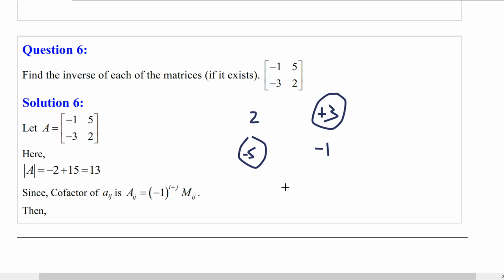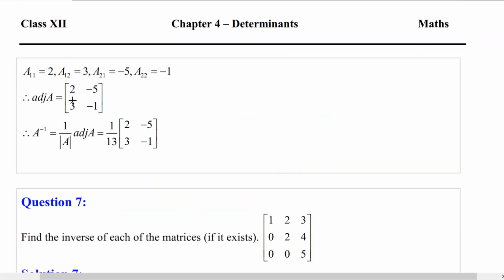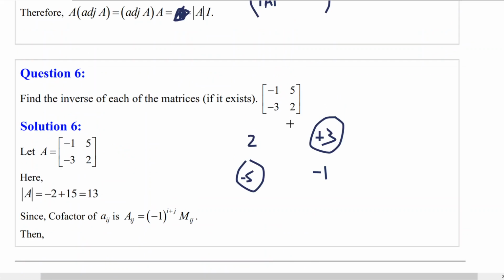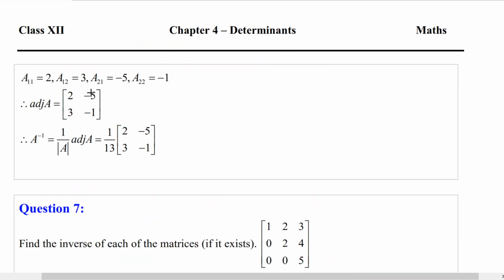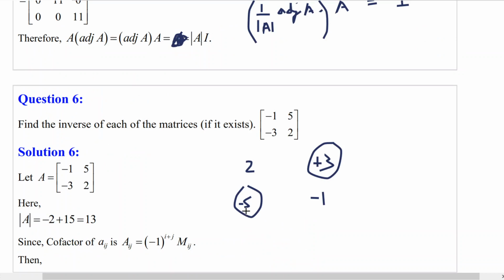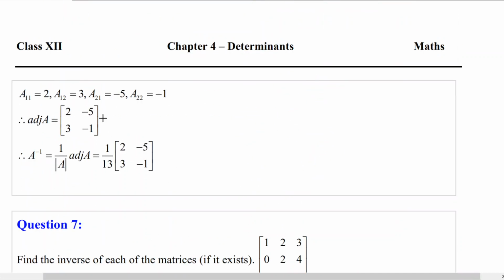And how to find adjoint A? Just write first row into first column and second row, that is minus 3, 2 into second column... minus 5, minus 1 into second column. So this is adjoint A. And then by the formula, what is A inverse? It is 1 by determinant A into adjoint A. That's it. You got the answer.